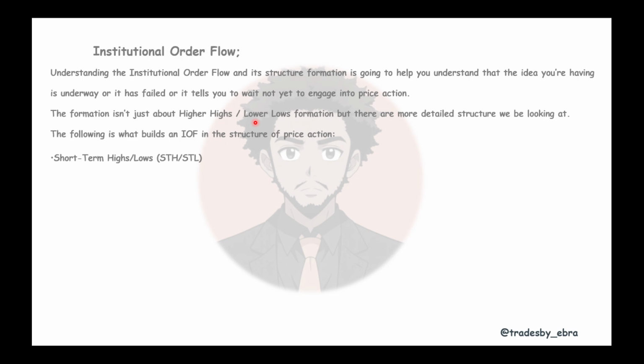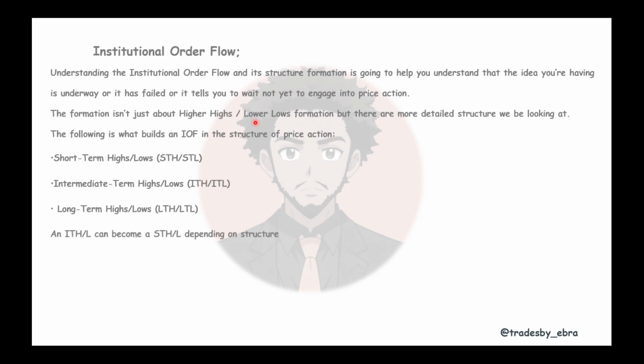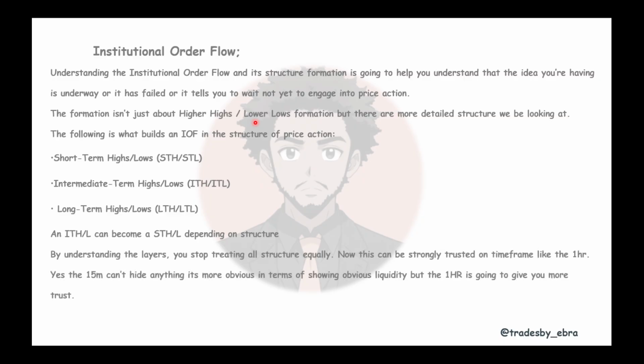So we have short-term highs and short-term lows that we look at recently. We have intermediate-term highs and lows. We have long-term highs and long-term lows. We're going to see that. An intermediate high or low can become a short-term low depending on structure. By understanding the layers, you stop treating all structure equally.